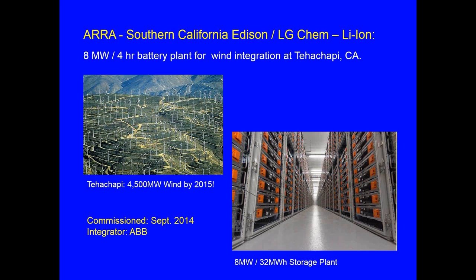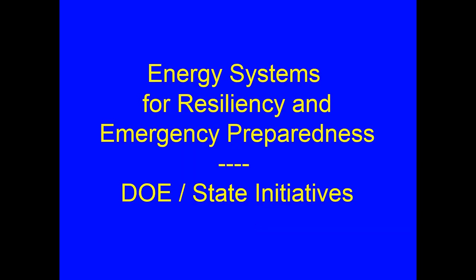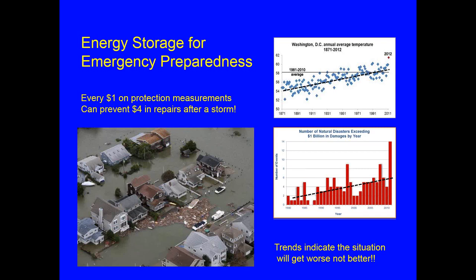Now we get to another topic, and that is specifically energy systems for resiliency and emergency preparedness. And this is part of our DOE state initiative on energy storage. Next slide. If you look at the graph at the upper right-hand corner, it shows you the annual average temperature for Washington, D.C. As you can see, the temperature is clearly going up. There is a trend there. If you look at the lower graph, you will see the number of natural disasters exceeding a billion dollars in damage. The same trend is visible there. And what the trends indicate is that the situation will get worse, not better.